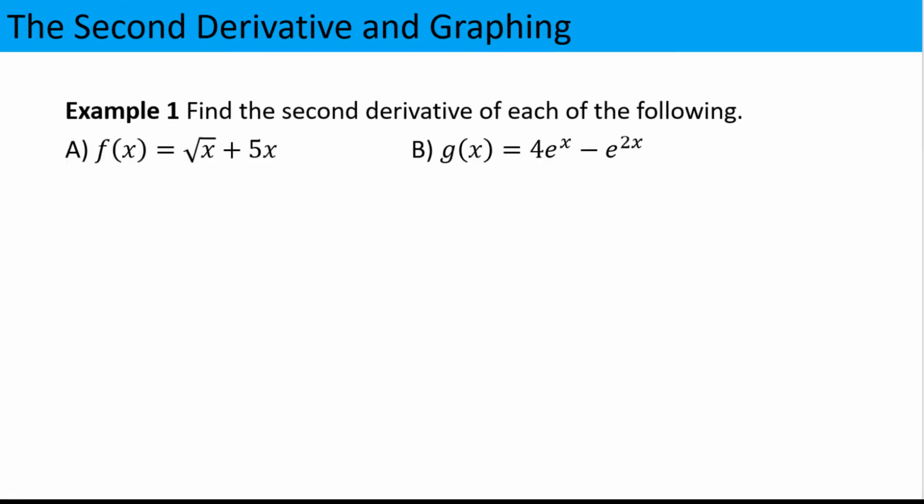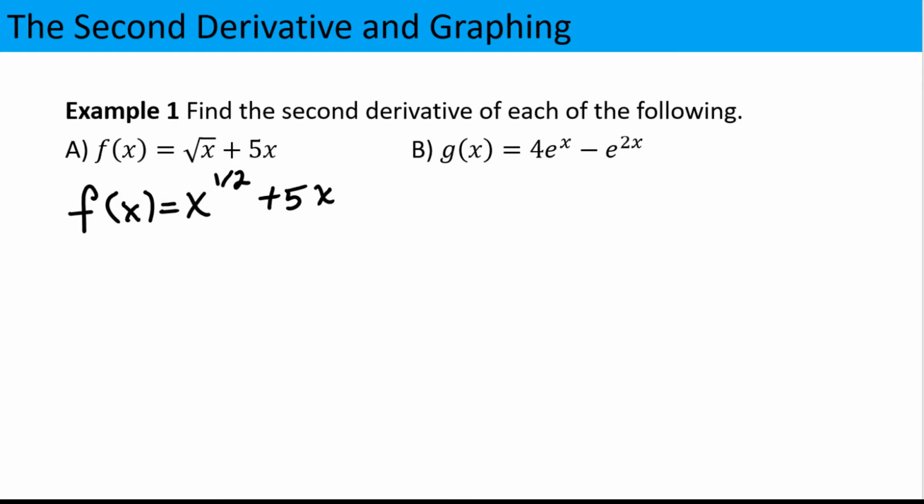Example, find the second derivative of each of the following. A, f of x equals the square root of x plus 5x. When you see a square root of x, your first inclination should be to rewrite that with a rational exponent. So you'll have f of x equals x to the 1/2 plus 5x.